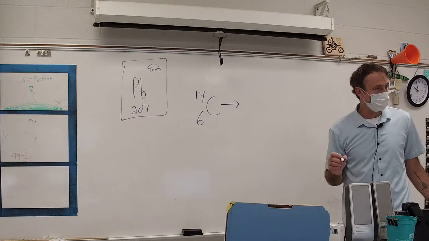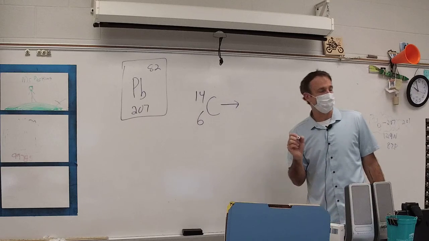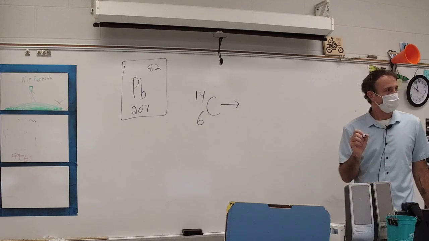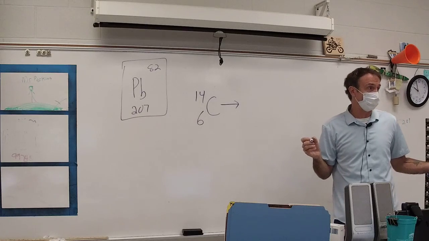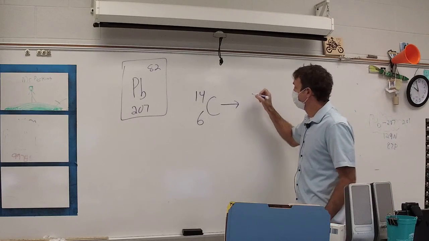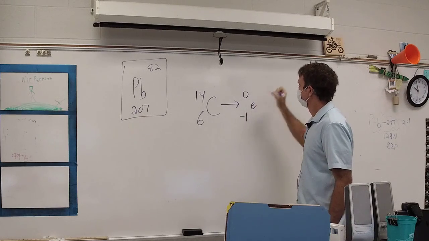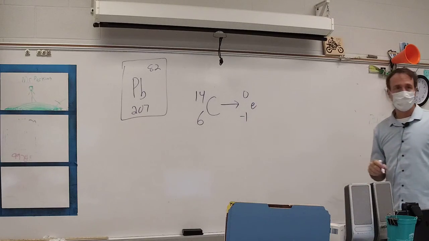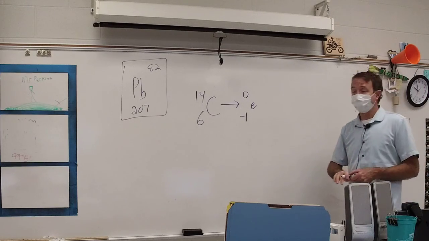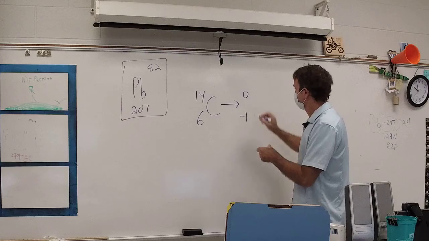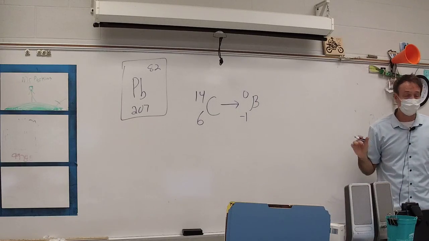through beta negative decay, that means, how much do you think an electron weighs? Nothing, right? We consider it about 0.006 neutrons, so the weight change is 0. The charge of an electron is -1. Boom. So you're at 0 over negative 1 e, or we can write 0 over negative 1 and just write beta. Same thing. That's an electron.